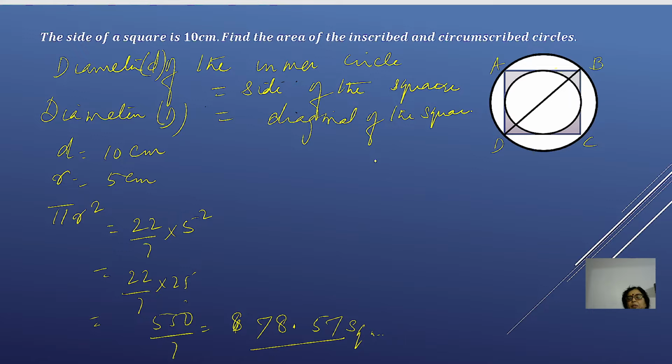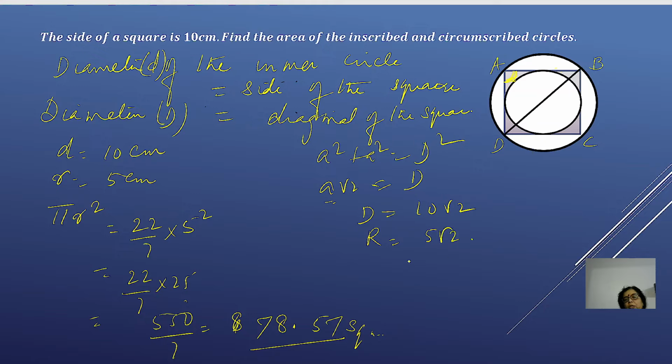Now from the very basic formula over here, this is the side and this is the side. So if we apply the Pythagoras theorem, this is 90 degree over here. So this diagonal BD will be equal to AB square plus AD square, or we can say A square plus A square is equal to diagonal square. So D is equal to A root 2. So here A is 10. So this diameter D becomes equal to 10 root 2. So the radius over here will become 5 root 2.